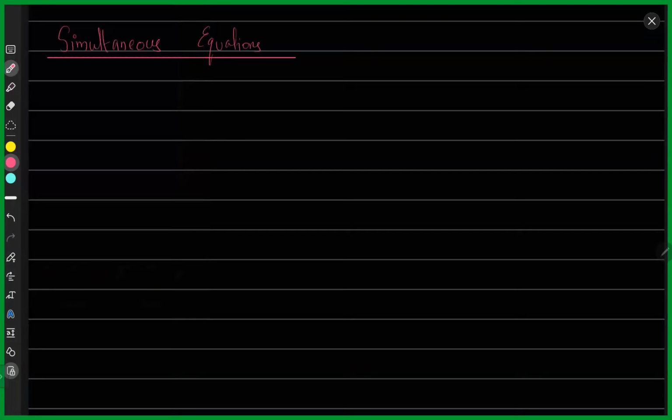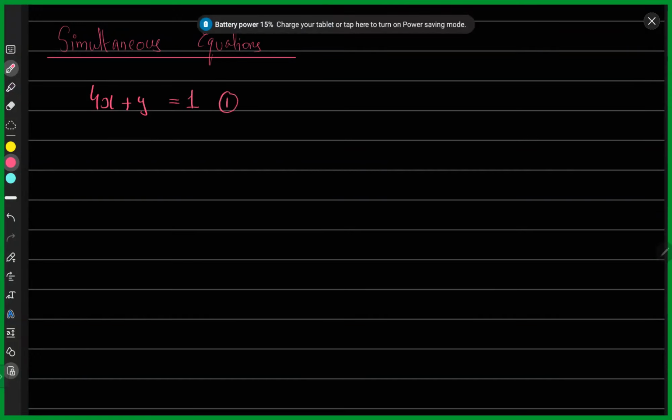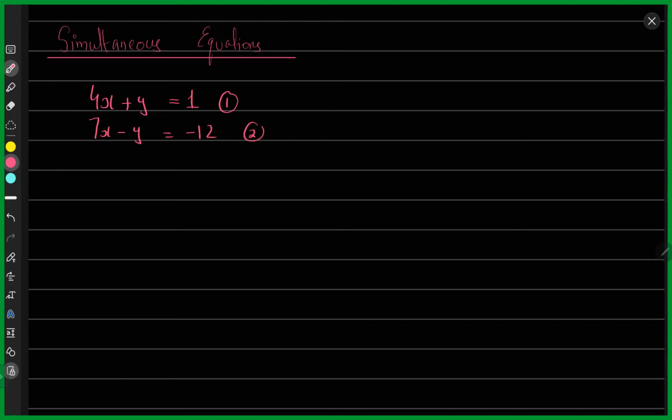Okay. Let's start off with an example. Let's say you have 4x plus y equals 1. This is the first equation. And the second equation is 7x minus y equals minus 12. This is the second equation.